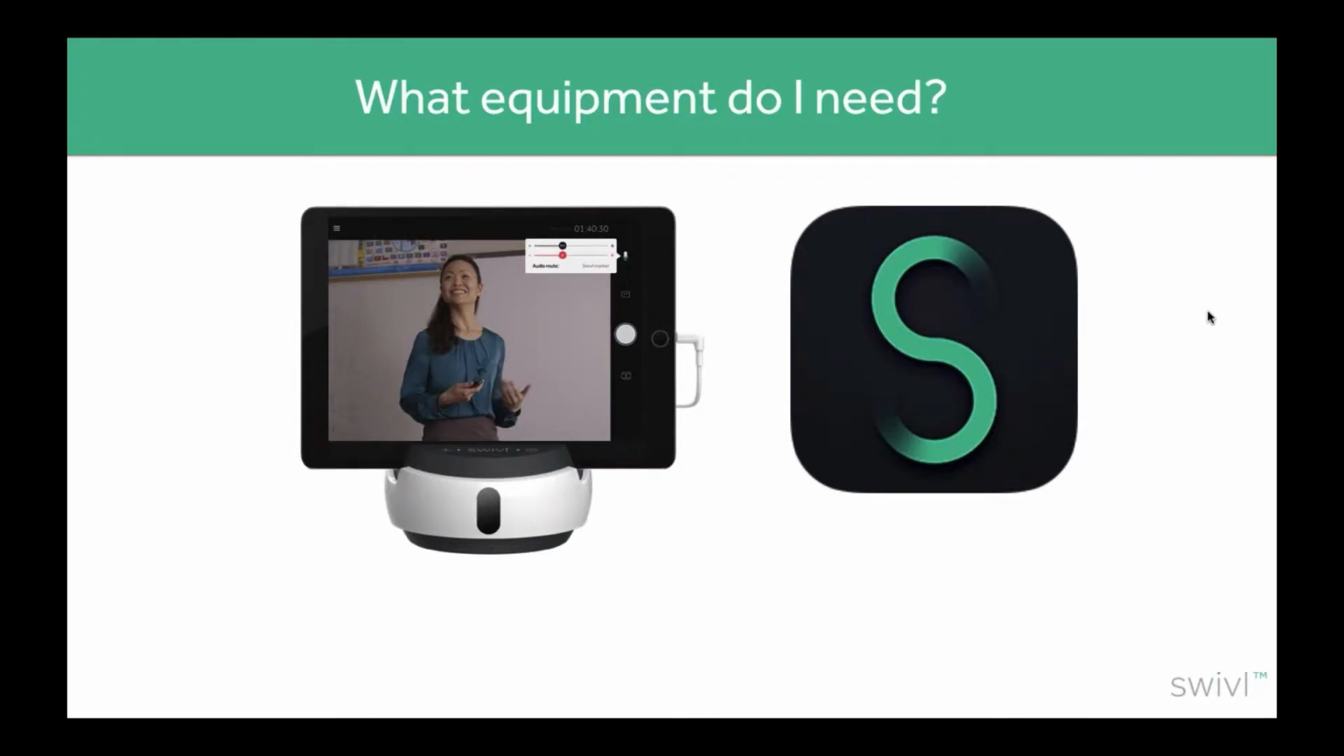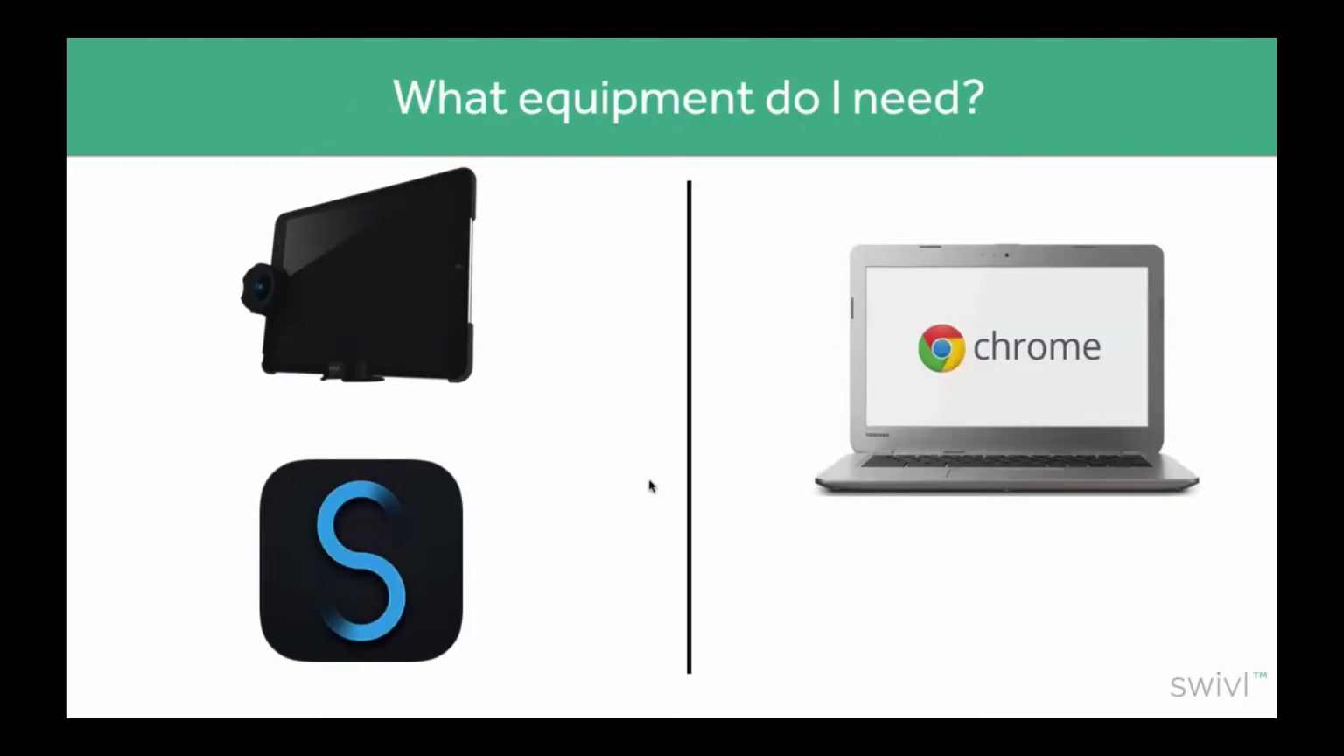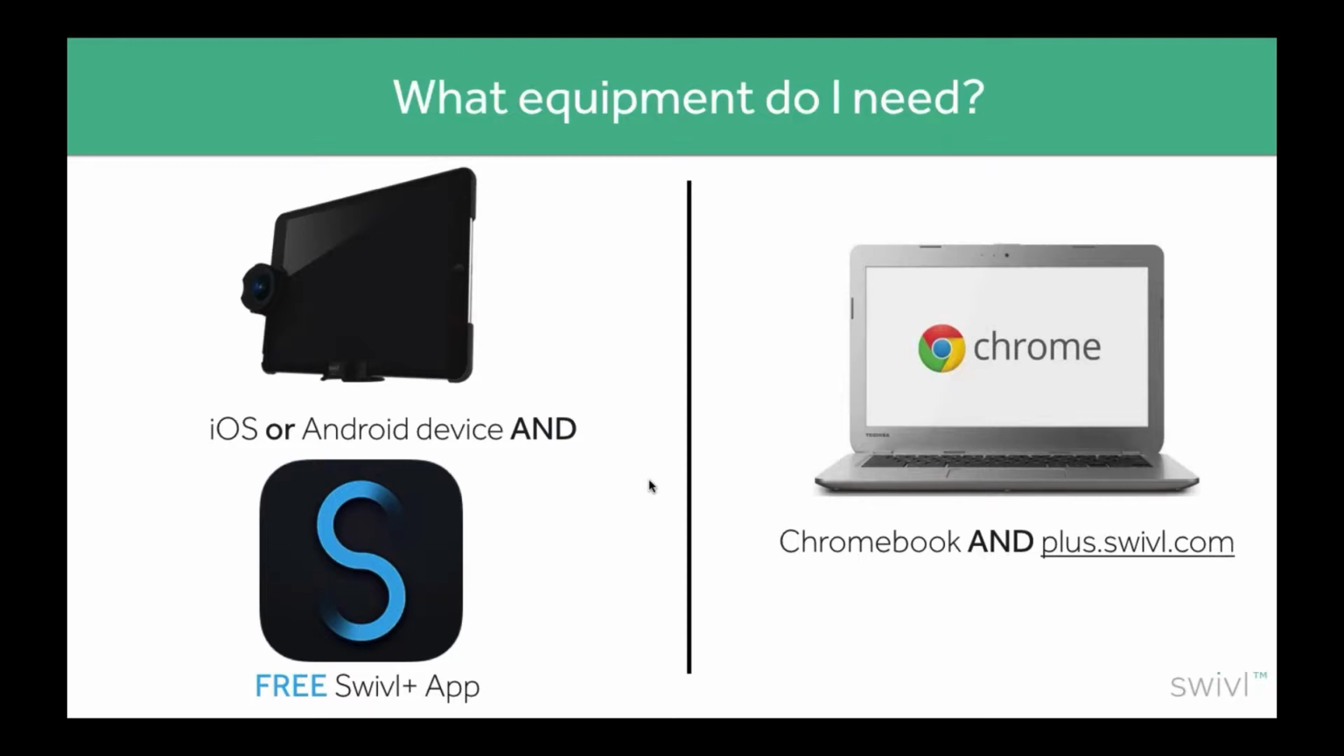So if you're a new user, you're probably wondering what you need to get set up here. So in this configuration, we've got our Swivl robot with an iPad. And all you'll need to start a session is the free Swivl app. Okay, for that second device, the one that's going to be in the classroom recording the students, you have a couple of options. You can either use an iOS or Android device and the free Swivl Plus app, or if you use Chromebooks in your classroom, you can just go to the plus.swivl.com website.